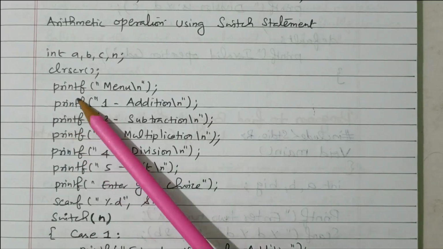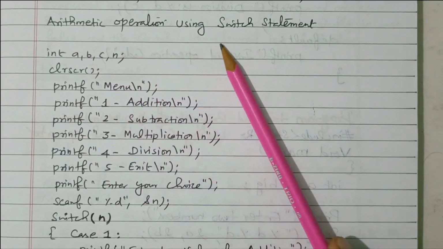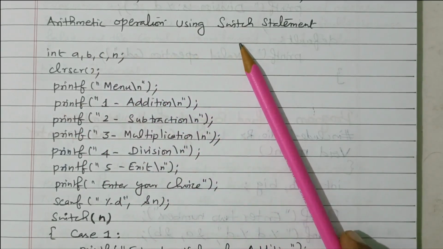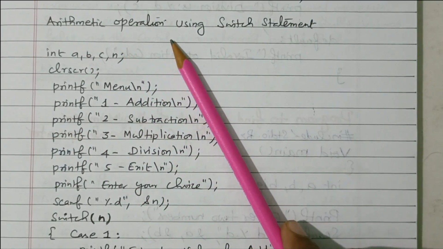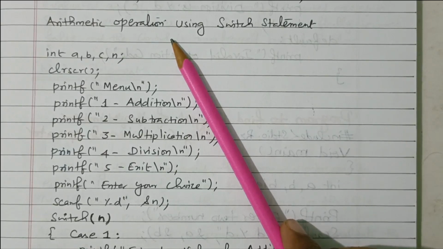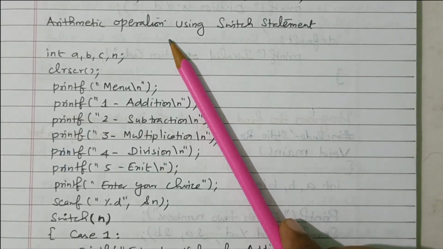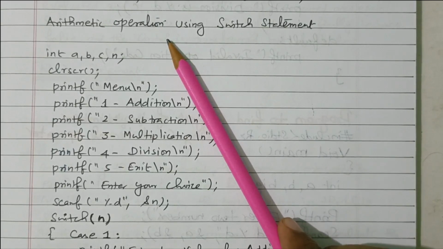So the example program is arithmetic operation using the switch statement. Using the switch statement, we are going to perform the arithmetic operations, that is addition, subtraction, multiplication and division. These four operations. If the user wants to execute any one of these, that particular arithmetic operation will be executed.